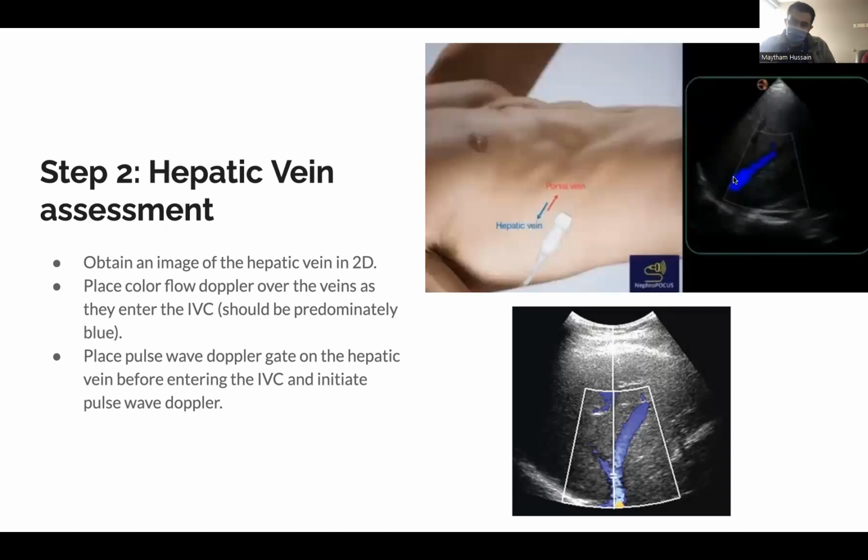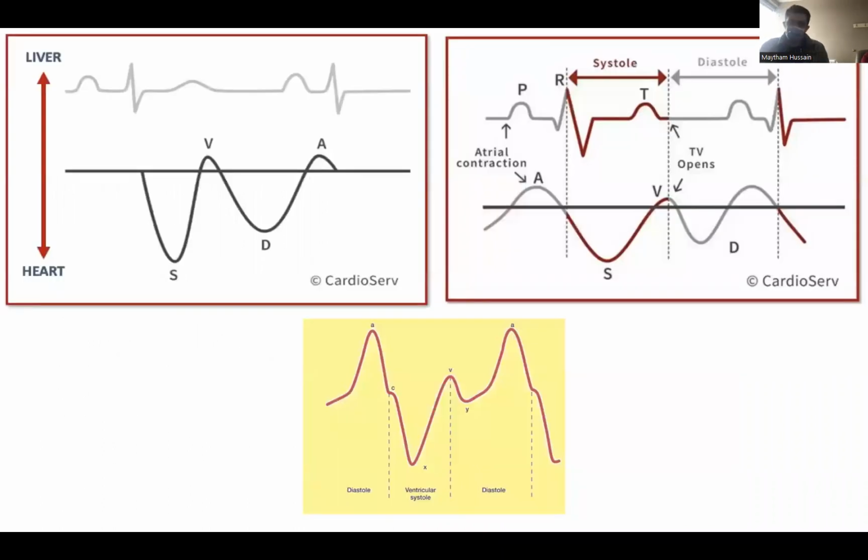Once you've obtained a good image and you're in a stable position, you can put a Doppler gate roughly about 2 centimeters away from the IVC in order to get a Doppler waveform. And then you initiate the pulse wave Doppler. Ideally in a normal patient, you have this line here, and the Doppler tracing will trace along this line. What this line means is whether blood is flowing towards your probe, otherwise towards the liver, or away from your probe and towards the heart.